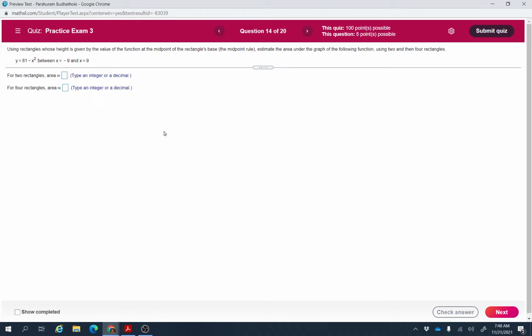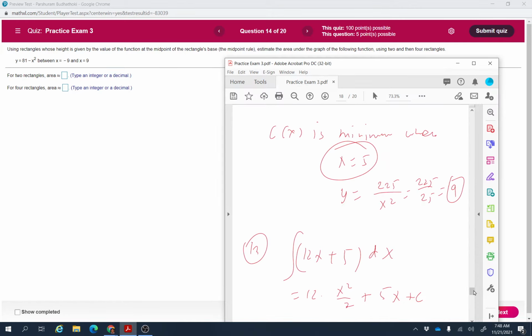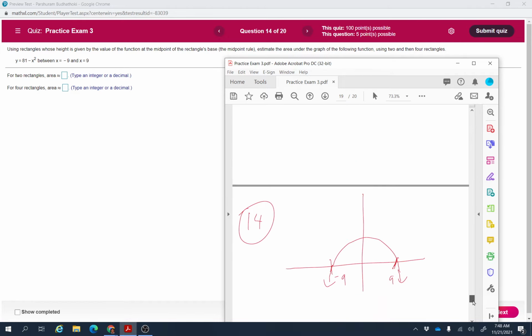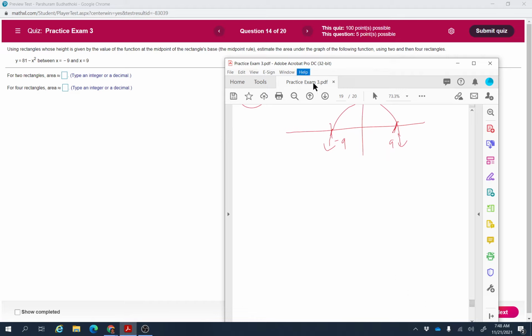Okay, so first of all, let's say this problem is 14. If you try to plot the graph of this function 81 minus x squared, this is the graph you are going to get, the symmetric graph from -9 to +9, right? And now, as you can see, we want to divide this -9 to +9 using 2 then 4 rectangles.